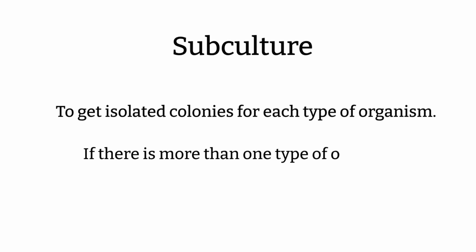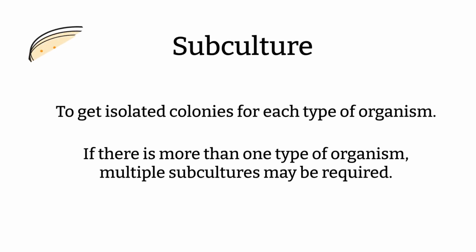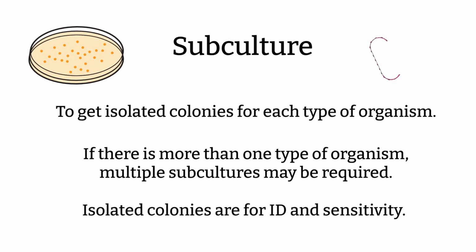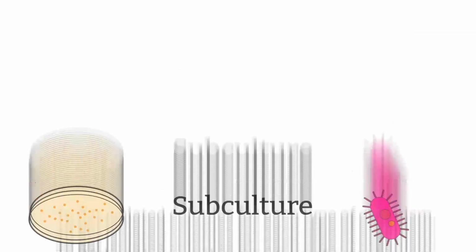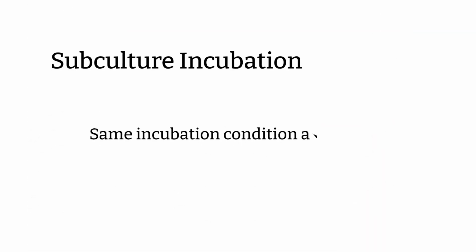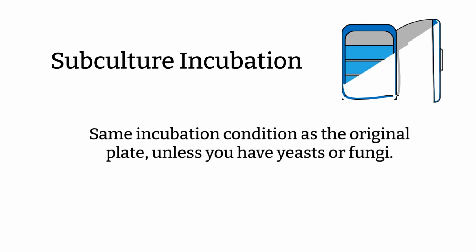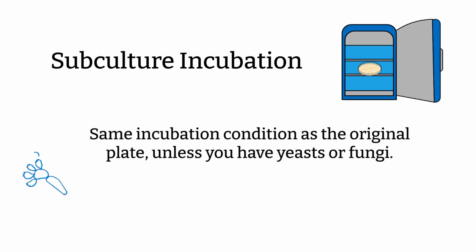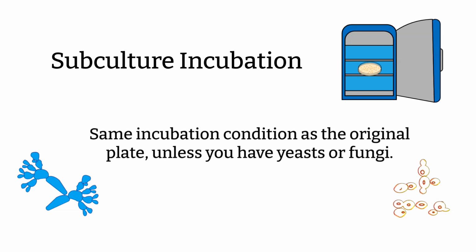Subculture. At this point, you have identified whether or not you have a pathogenic organism present on your plate. Next is to subculture and get an isolated colony for each organism that you see on your initial plate. The isolated colonies can be used for ID and sensitivity later on. Subculture incubation. The subculture plates are to be incubated at the same optimal temperature as the initial bacterial growth, unless you suspect yeast or fungus.